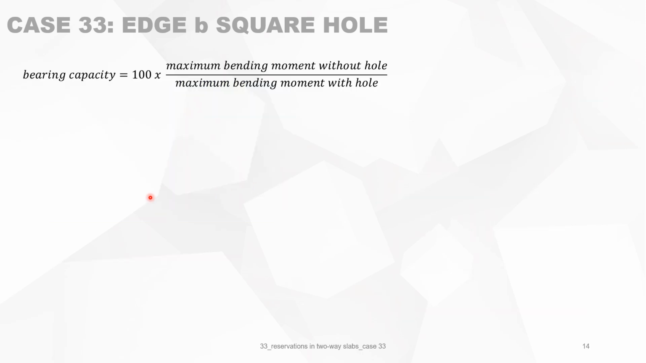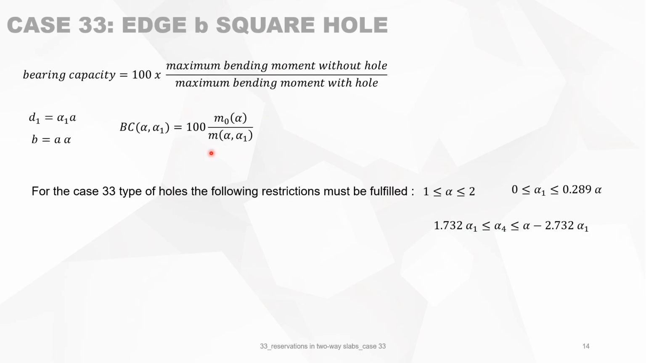Bearing capacity is defined as 100 times the maximum bending moment without the hole divided by the maximum bending moment with the hole. We work with dimensionless parameters. Then in formula, you have something like this. And the formula, you can only use this case 33 when the following conditions are fulfilled.